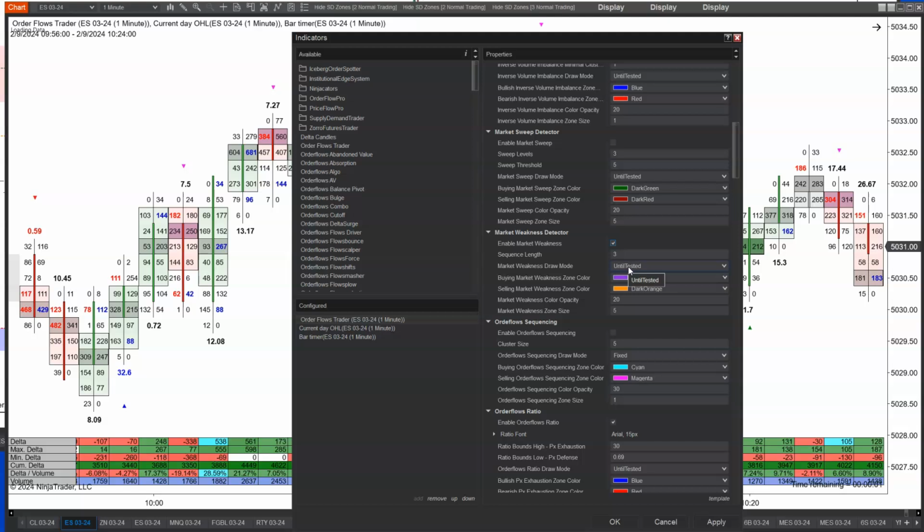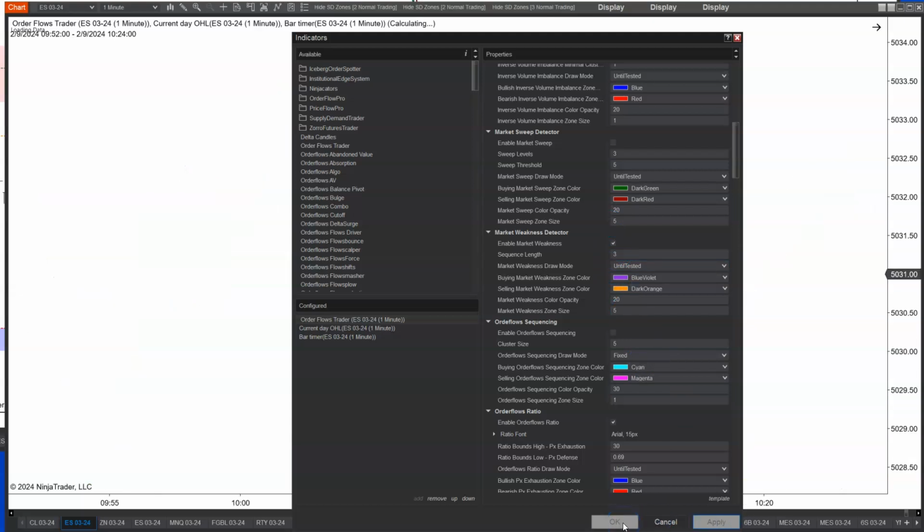And again, you could adjust whatever colors you like to have, blue or violet. Then you could adjust the opacity and the zone size. Zone size would be if you're going to draw it fixed, but I like to use until tested. So it's just going to draw it out until price comes back to those levels. Okay, so I've enabled it. I'm going to hit apply, okay, and let it show up on the chart.